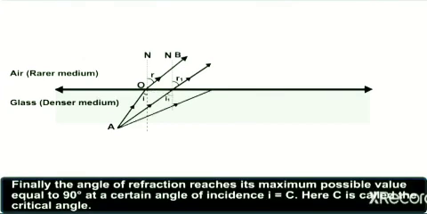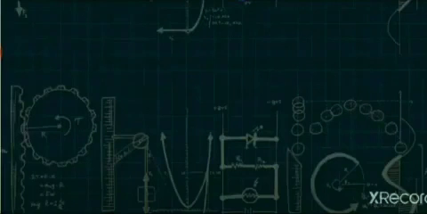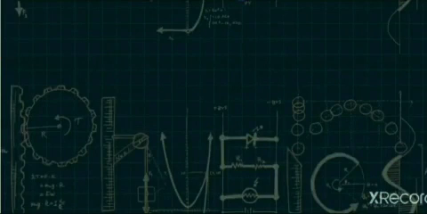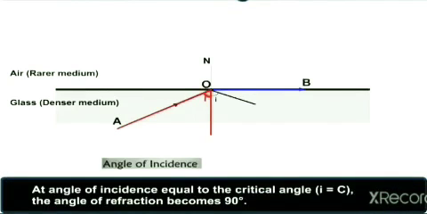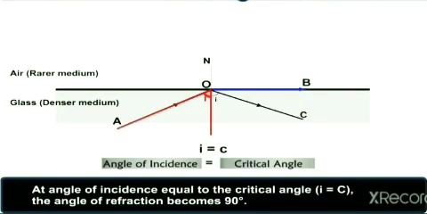Finally, the angle of refraction reaches its maximum possible value equal to 90 degrees at a certain angle of incidence, i is equal to C. Here, C is called the critical angle. Second, when the angle of incidence is equal to the critical angle, i is equal to C, the angle of refraction becomes 90 degrees, as shown in the figure.